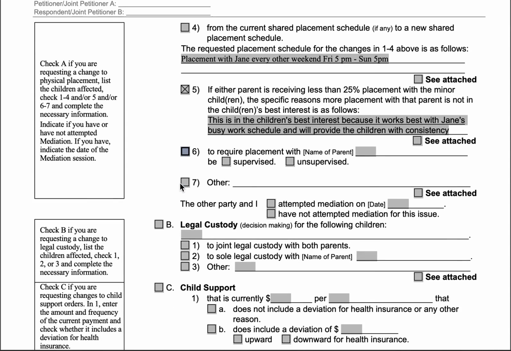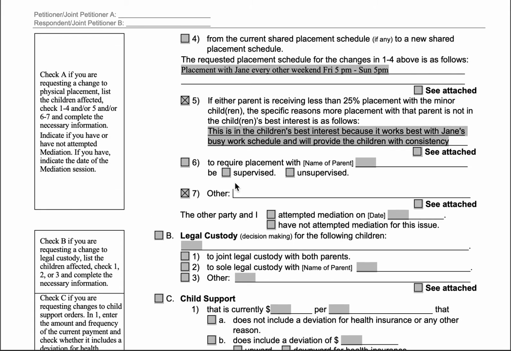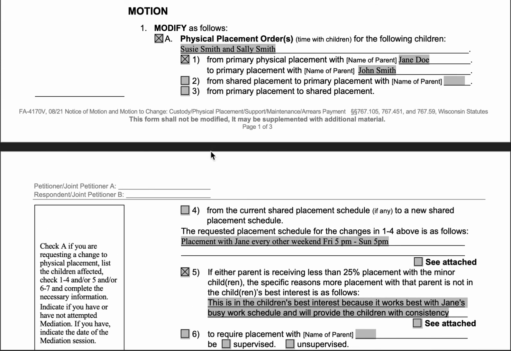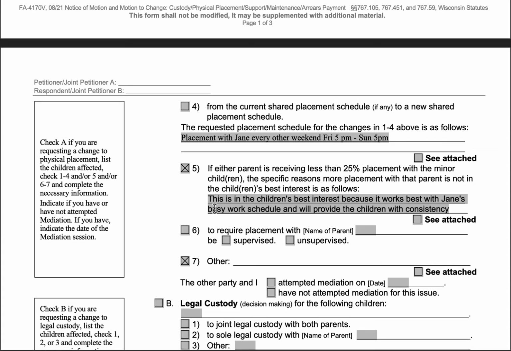Number 7 is an other section. It's where you can include anything that involves placement that hasn't fit into any of these schedule spots above. The most common ones we see might be exchanges. So somebody might say exchanges to take place at McDonald's. McDonald's will be more specific on 8th Street.